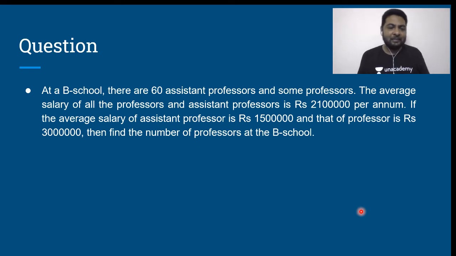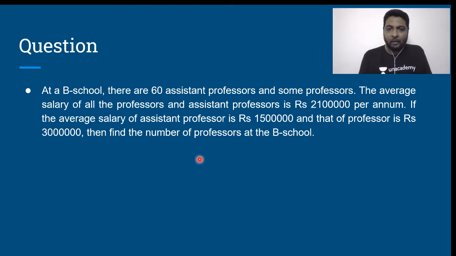The question is as follows. At a B school, there are 60 assistant professors and some professors. The average salary of all the professors and assistant professors is rupees 21 lakh per annum. If the average salary of an assistant professor is rupees 15 lakh per annum and that of a professor is rupees 30 lakh per annum, then find the number of professors at the B school.